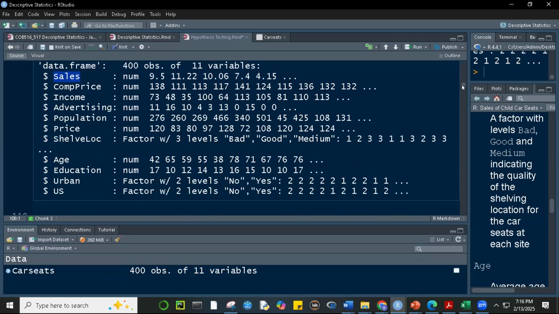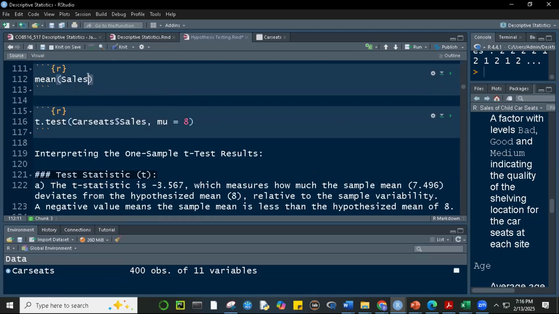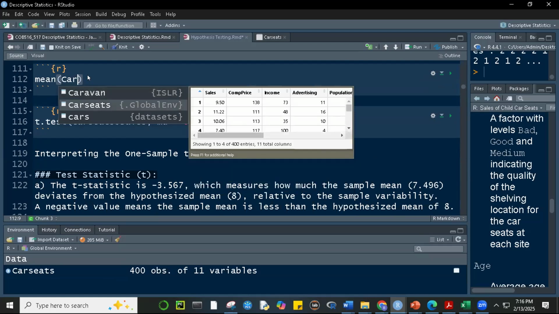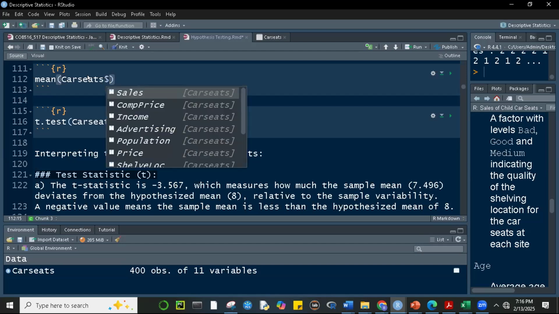Okay, so let me illustrate that. Here first, I'm getting the mean. So I will have to use car seats. And if you type car, it will automatically tell you what are the objects that start with car available in R. So here, car seats, tab. And then if you press dollar, what happens?